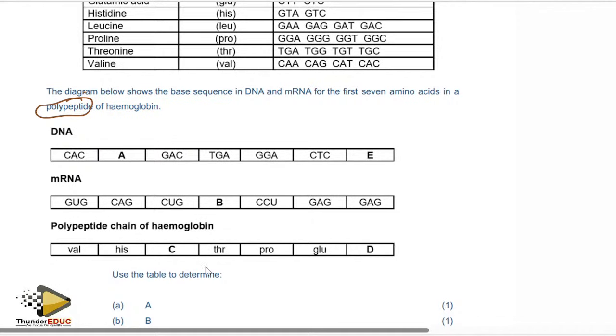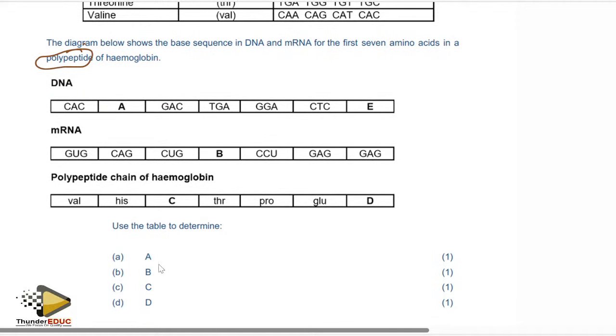Use the table to determine, okay, what is A? A, this is DNA. So I just have to do reverse transcription, whereby this is G. A goes with T because this is DNA, right? And then this is C. So you get it right.